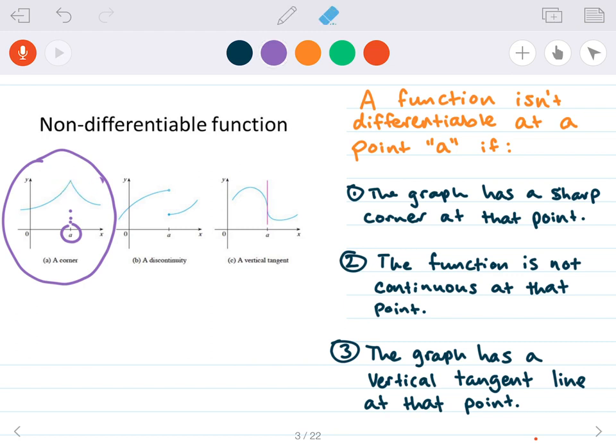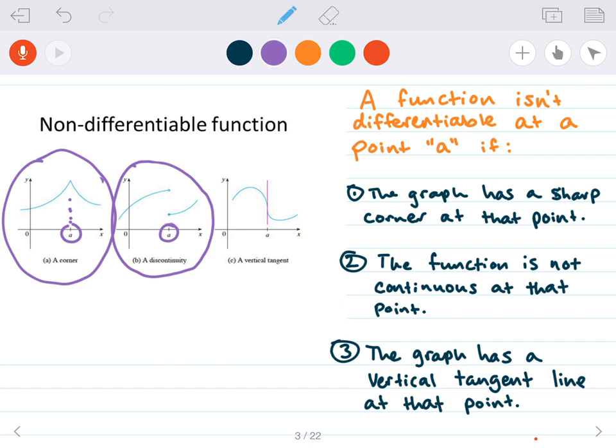Okay, let's look at our next case. Our next case is when we have a discontinuity. In particular, if we have a jump discontinuity like we see here, the slope of the tangent line at x equals a is going to approach something different because our function values are different at x equals a. And so that is an example of a non-differentiable point on the curve.